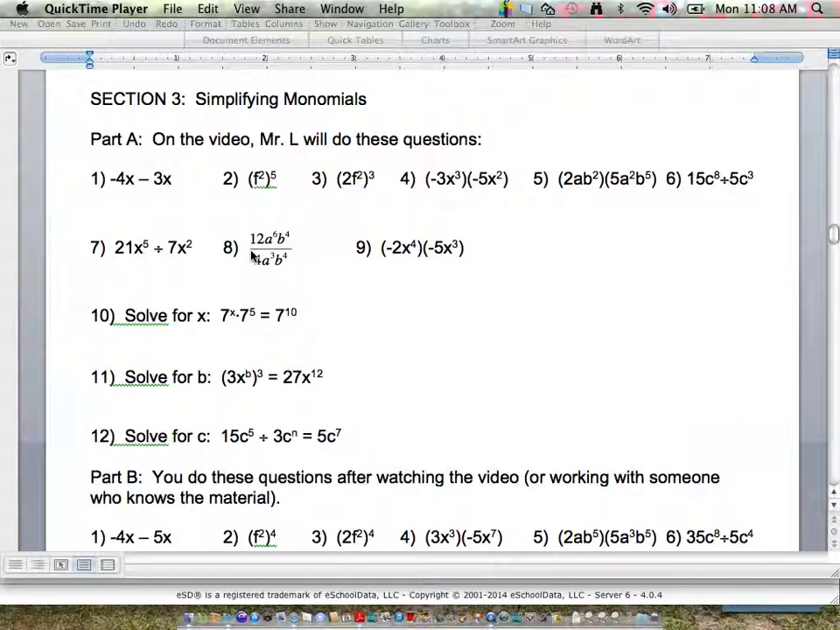Okay, so we're going to do now simplifying monomials. Remember, you have to do part A with me now. We're going to go over it together. When I look at your relearn packet, there better be work shown. It better all be written down there. Then you're going to do part B on your own.